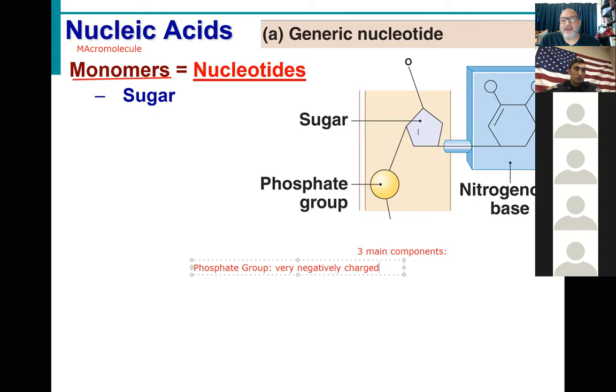The second component is a 5-carbon sugar. And there are two types that can be found here. And I know you haven't thought of it in those terms, but I know you know it. What are the two possible 5-carbon sugars that can be found here? Deoxyribose. Excellent. One of them is deoxyribose. And then, of course, the other one is? What's the other one then? How about ribose? There you go, ribose. There you go, deoxyribose and ribose.